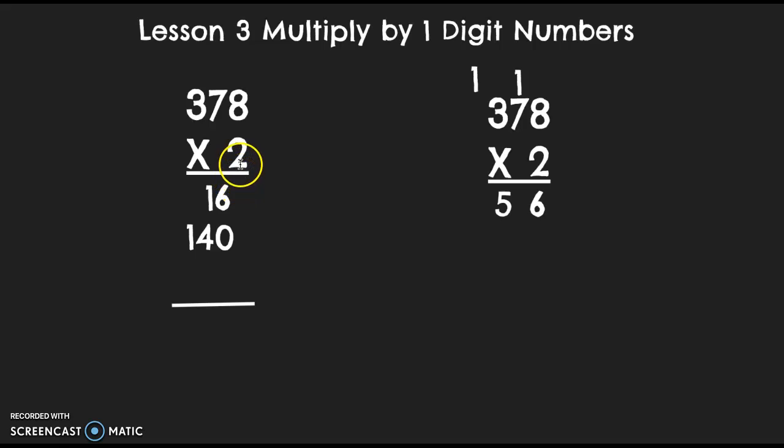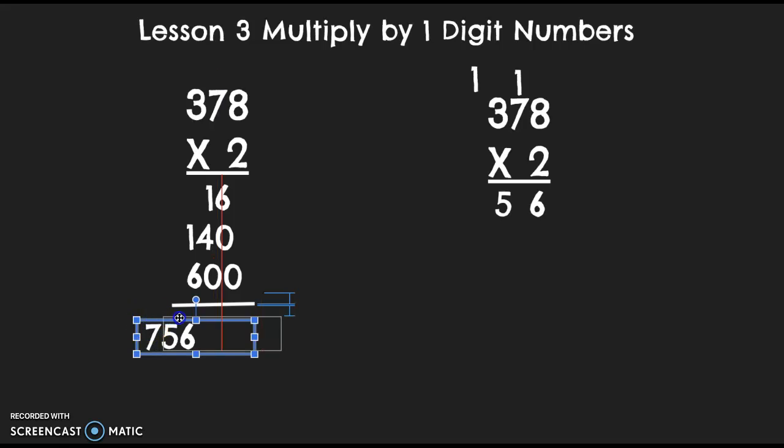Okay? Now we're times 2 times 3, except it's 300. So 2 times 300 would be 600. Probably should make that a little bigger. Okay. And now we're going to add these 3 up. So 6 plus 0 is 6. 4 plus 1 plus 0 is 5. And 6 plus 1 is 7. So we want our answer to be 756.